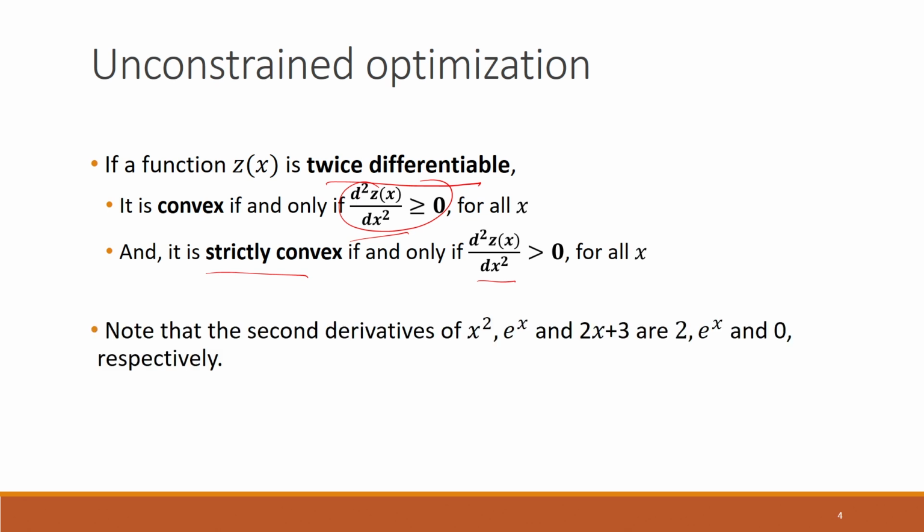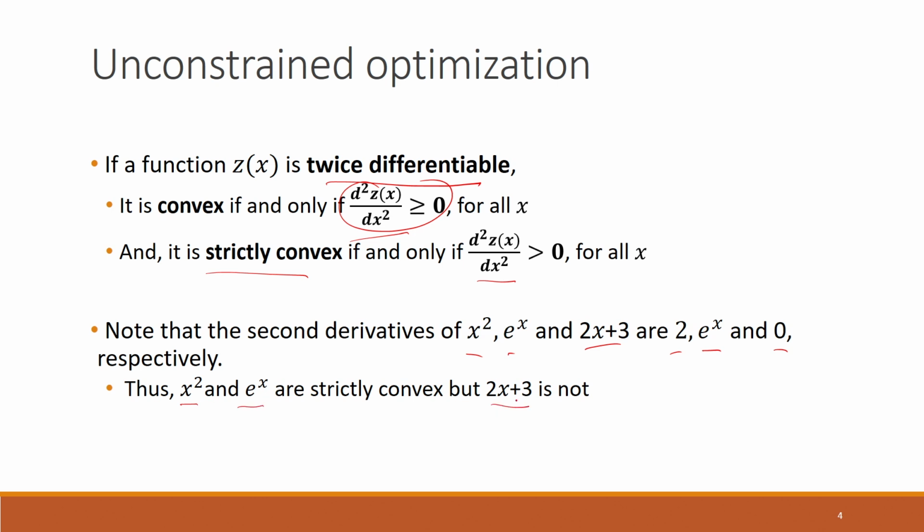Previously we had seen three examples of convex functions: x square, e to the power x and 2x plus 3. Fortunately all of these functions are twice differentiable. So let us determine the second derivatives of these functions. The second derivatives of these three functions are 2, e to the power x and 0, and all of these values are always greater than or equal to 0 for all x. So this confirms our belief that all of these functions are convex. But x square and e to the power x are strictly convex, while 2x plus 3 is not, because its second derivative is 0, and that is not positive for all x.